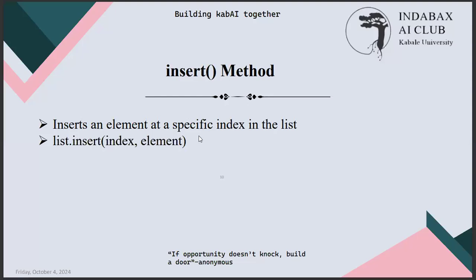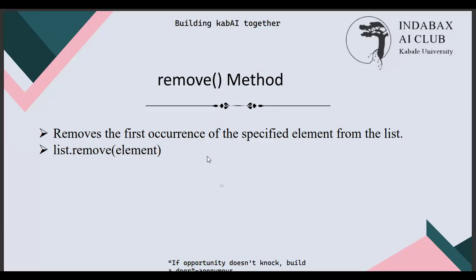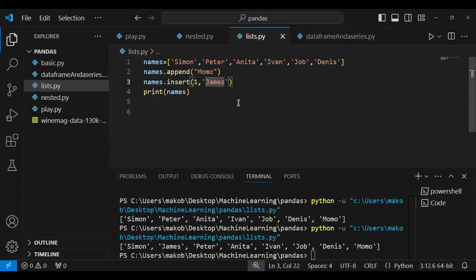Oh, there's some bit of noise here, but let's move on. Then the remove method removes the first occurrence of the specified element from the list. Okay. So how does it work?